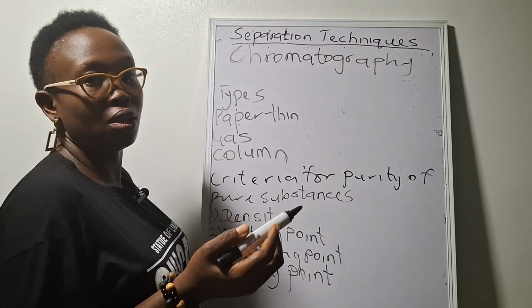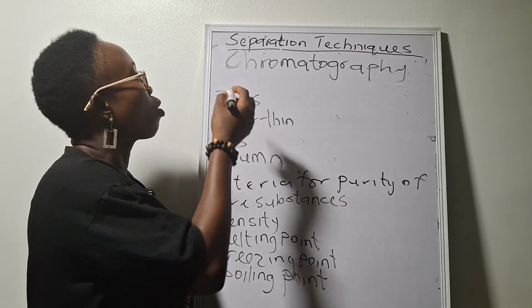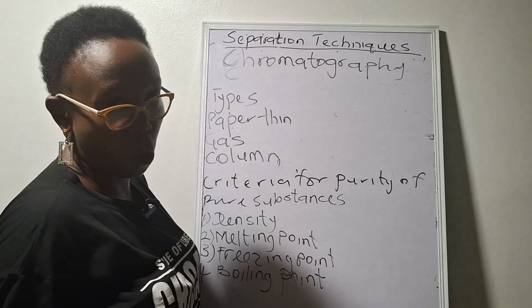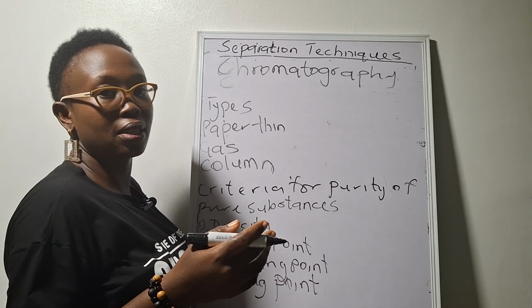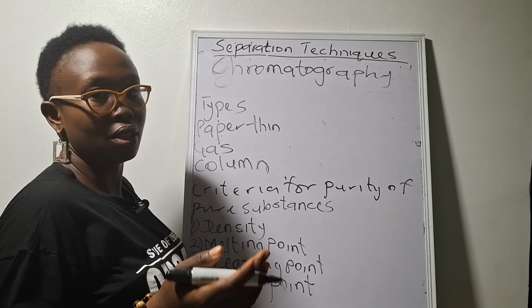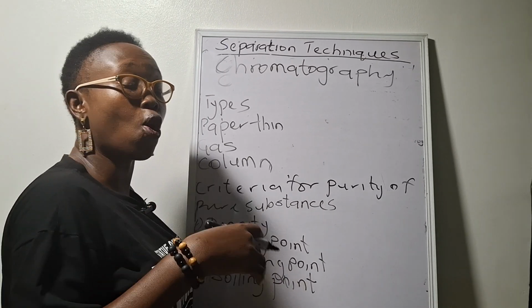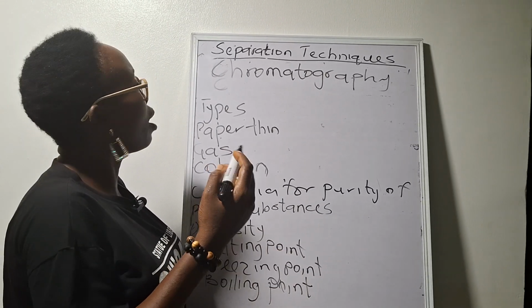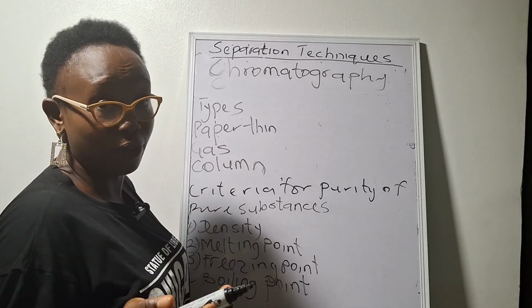Chromatography is used to separate constituents of a colored mixture from its substance. We have types of chromatography.